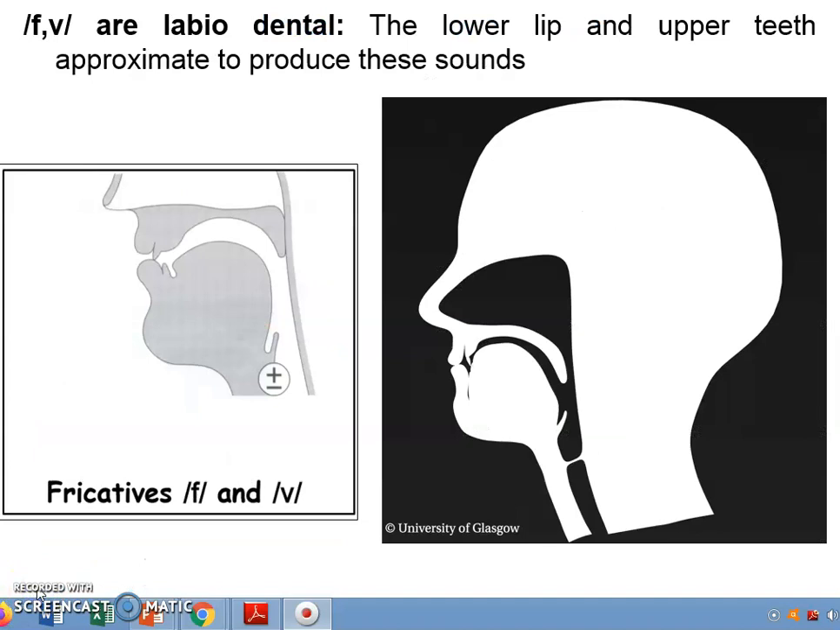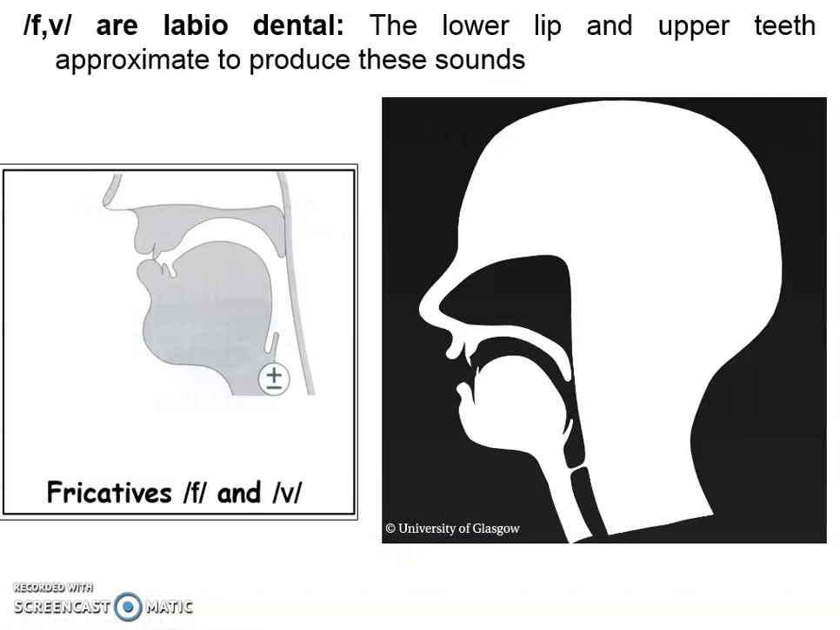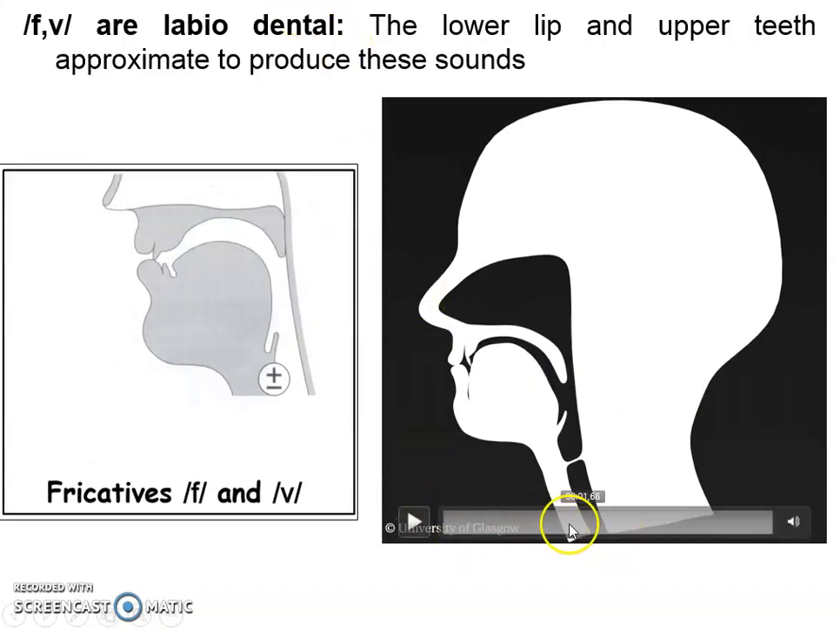Let's start with f, v. They are labiodental. Why? Because the lower lip, let's have a look at this figure, the lower lip and upper teeth approximate to produce f and v. Let's watch this animation. So you can see how the lower lip articulates with the upper teeth and how the air goes out with friction.